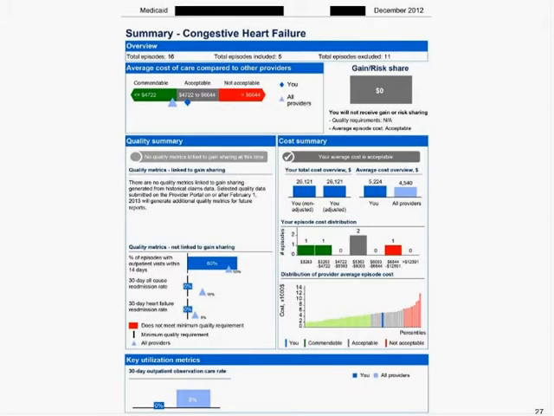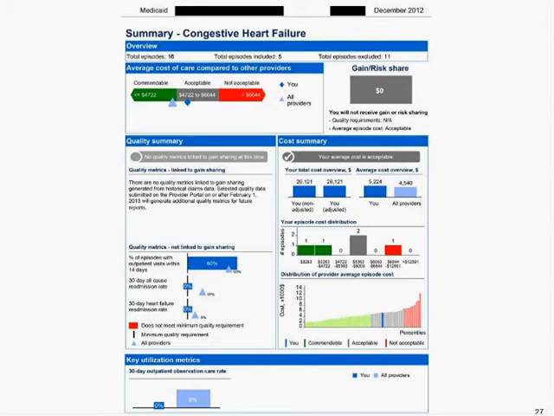The third bar graph shows the episode cost distribution from green acceptable to red non-acceptable. As you can see from this example, there are some episodes in the acceptable range as well as some in the not acceptable range. Remember, we are looking at the average episode cost.